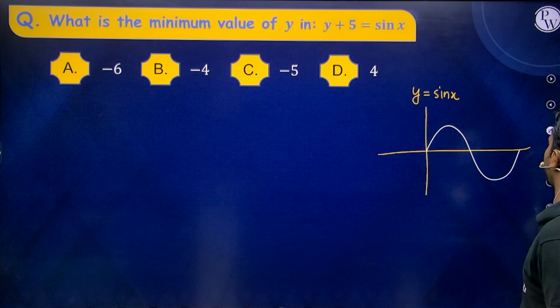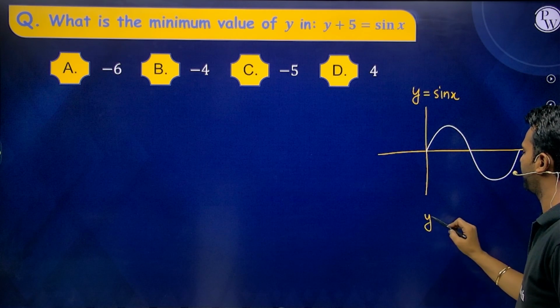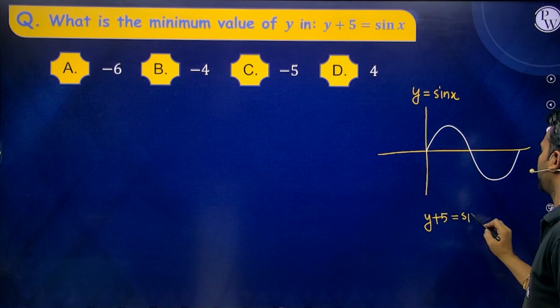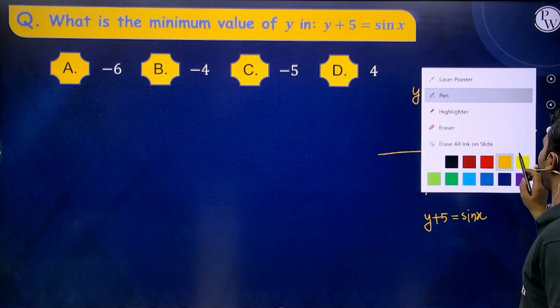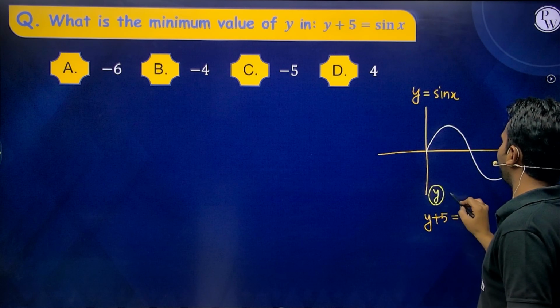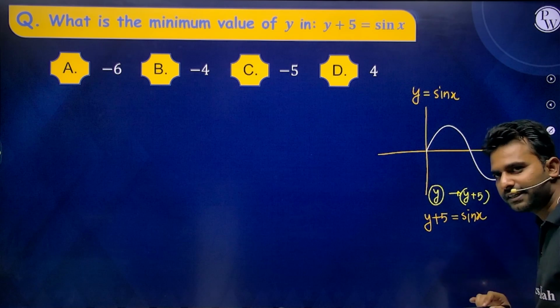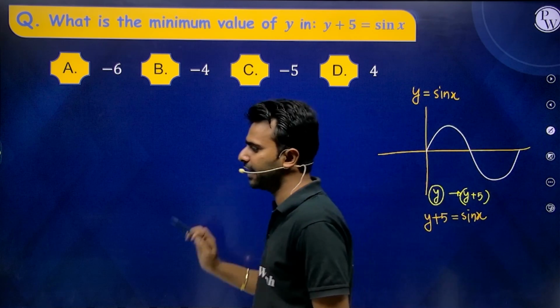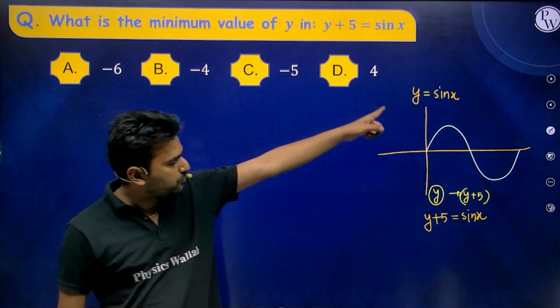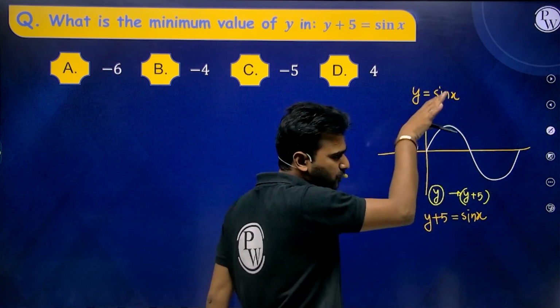If you want to draw the graph of y plus 5 equal to sine x, we can see over here that y has been replaced by y plus 5. x is constant only, so we can say that movement will take place vertically only, and also y has been replaced by y plus 5, so the graph has to shift downward.